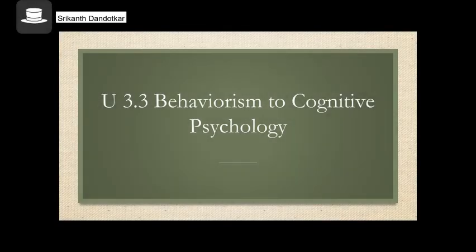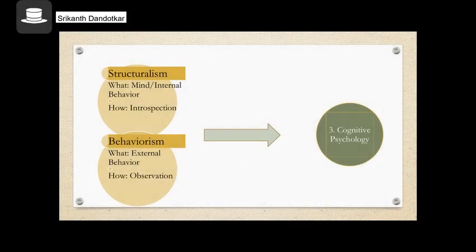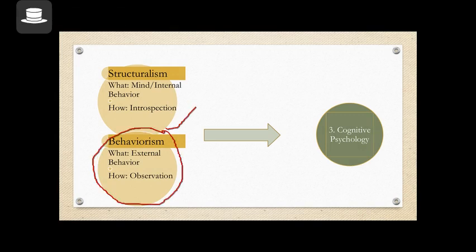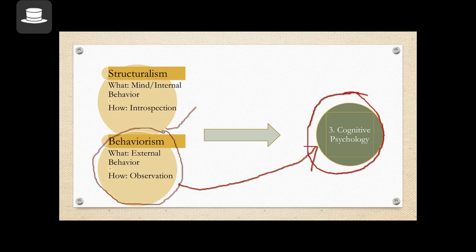Welcome back. In this Unit 3, Section 3, Unit 3.3, we'll talk about how we move from behaviorism to cognitive psychology. Just to show you visually, we're going to talk about how behaviorism was born, how people moved from behaviorism to cognitive psychology, and what specifically led to the emergence of cognitive psychology. We're going to do that in the following slides.